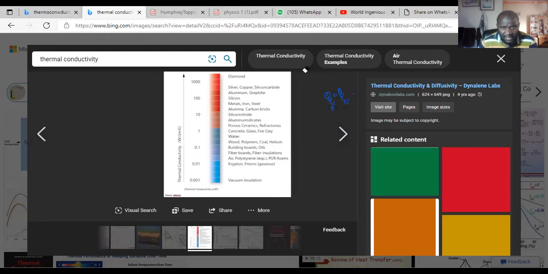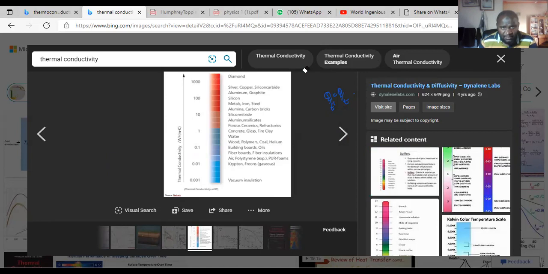These ones are thermal conductivities. In the series, diamond has the highest thermal conductivity. You know, diamond is not so easy to what? To heat and then melt. We know it's one of the hard materials. So that is why it has a very high thermal conductivity.